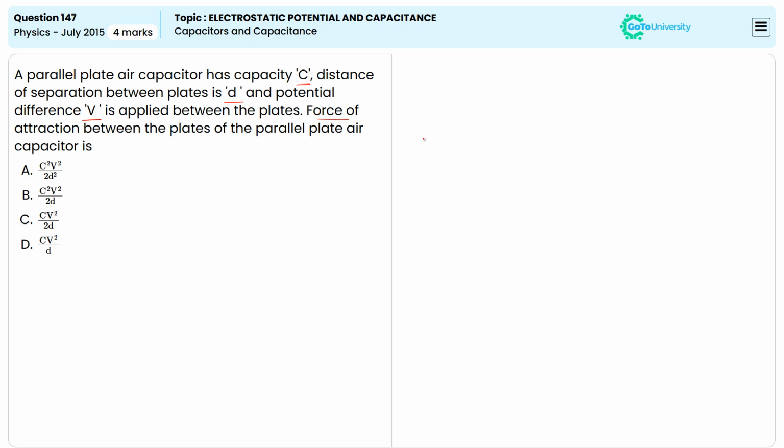Here we know that the force of attraction between the plates of a parallel plate air capacitor is given by F is equal to Q square divided by 2 epsilon naught times A, where Q is the charge of capacitor, and epsilon naught is the permittivity of the free space, and A is the area of each plate.